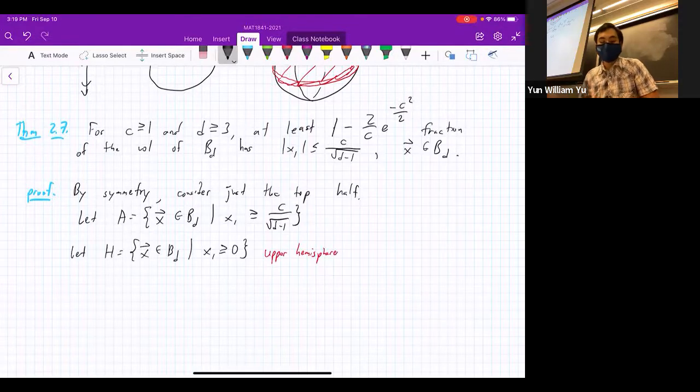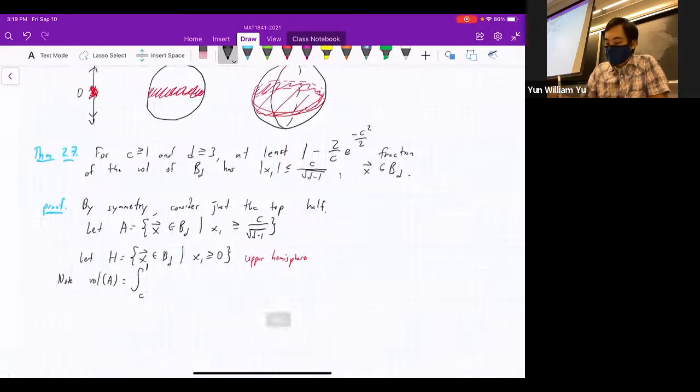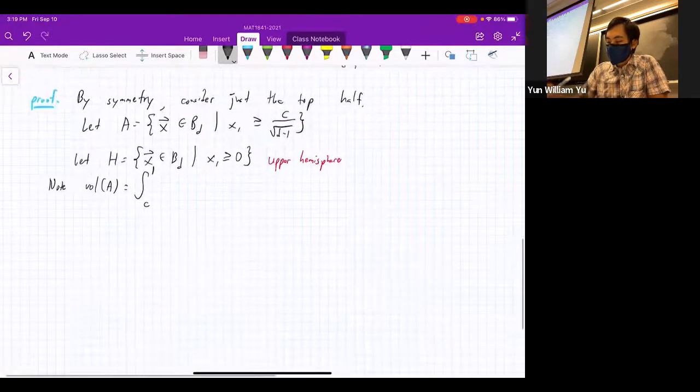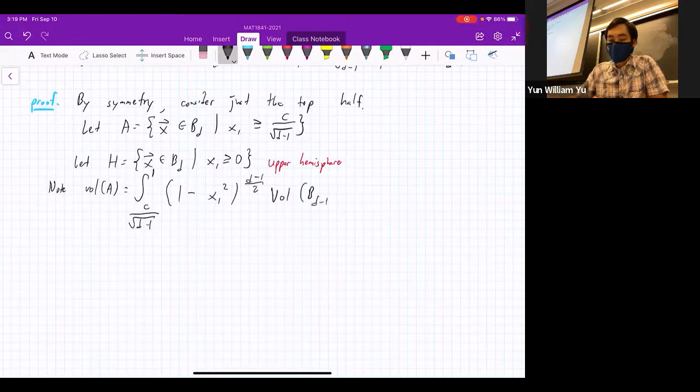And now we want to compute some volumes. So what do we want to do first? Well, let's compute the volume of A. So note that the volume of A is just equal to the integral from c over the square root of d minus 1 to 1 of (1 minus x1 squared) to the power d minus 1 over 2 times the volume of B sub d minus 1 dx1. What do we mean here? Well, let's break down this integral. So this here is just the volume of a unit radius ball of lower dimension.